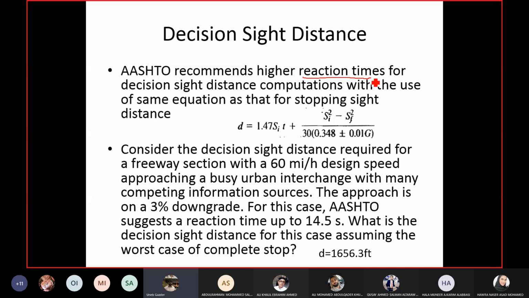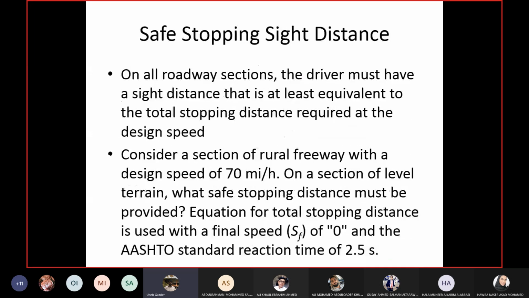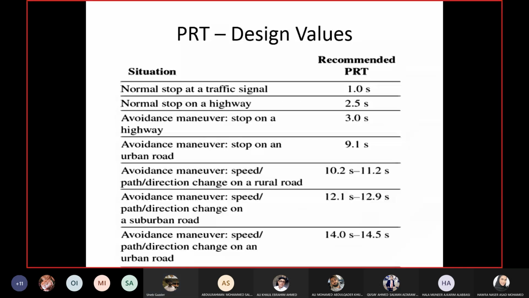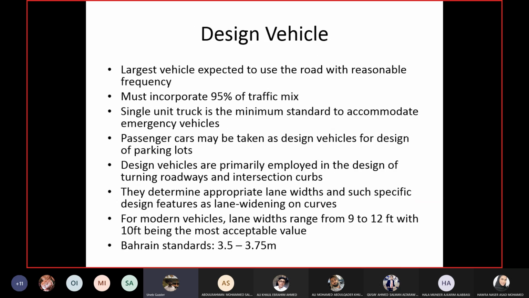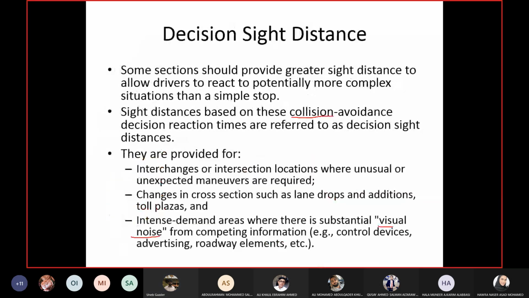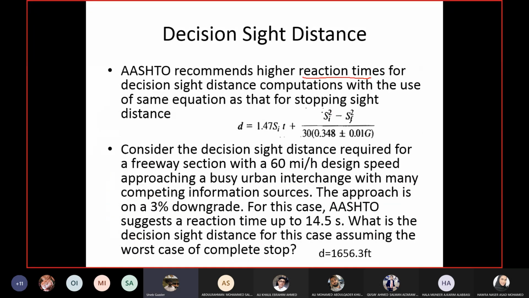If I go back to one of the previous lectures, you see, these two were the reaction times for normal stopping. Then the remaining are all for decision sight distance. They are all for avoidance, meaning they are all for decision sight distance. So they are saying use the same equation. If you are assuming the driver will stop, then use the same equation and just put in the higher reaction time.